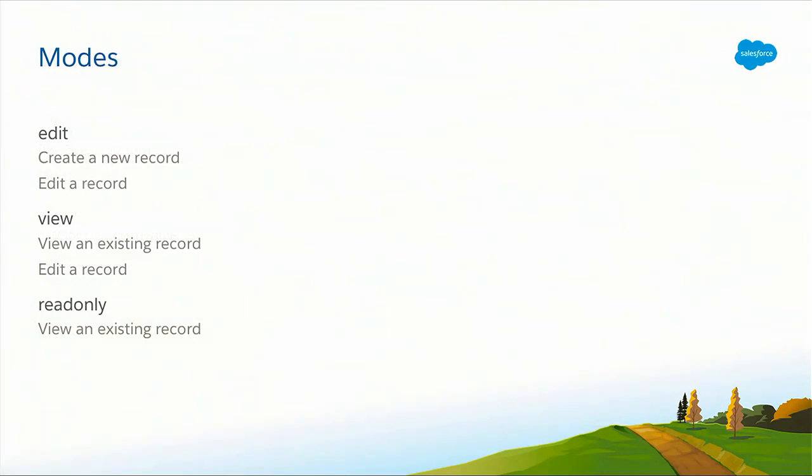All right, so there are 3 modes. Edit mode. Edit mode is misleading because you can create things in edit mode. You can create a new record if you're in edit mode, or you can edit the fields. You can also edit fields when you're in view mode. So view mode, you can't create a new record, but you can edit an existing record. Read-only mode means you cannot edit the existing record.